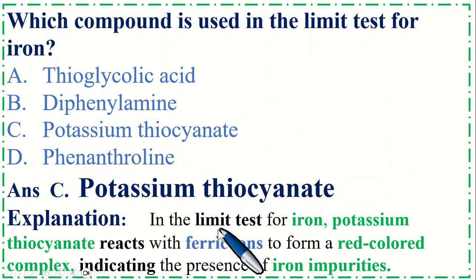Explanation is, in the limit test for iron, potassium thiocyanate reacts with ferric ion to form a red colored complex indicating the presence of iron impurities.